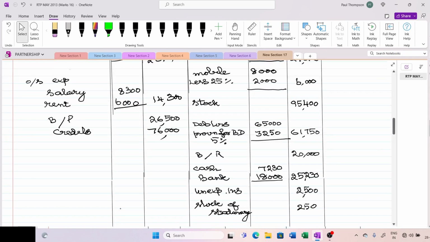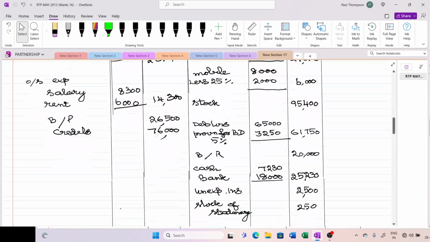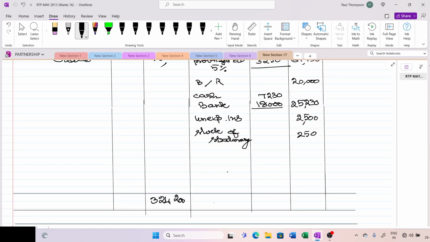Let us make a total of the assets side. So this side it is 91,200 plus 21,870 plus 6,000 plus 95,400 plus 61,750 plus 20,000 plus 25,230 plus 2,500 plus 250 comes the total of 324,200. So your balance sheet gets matched. So you have to proceed like this.